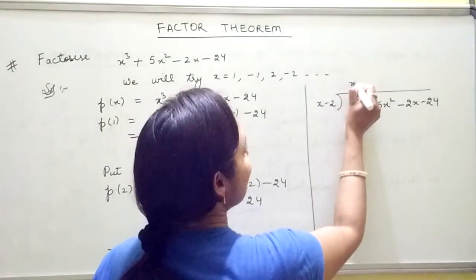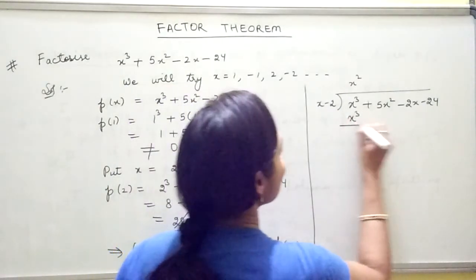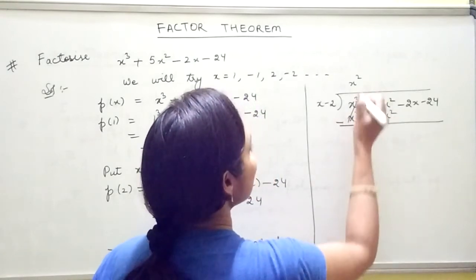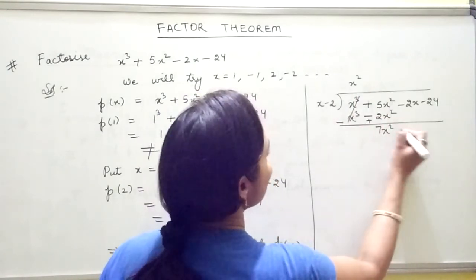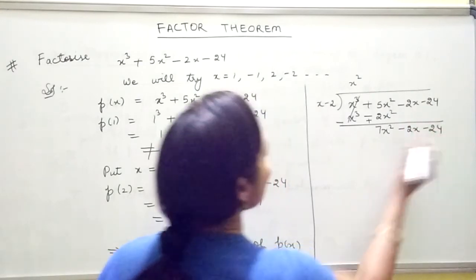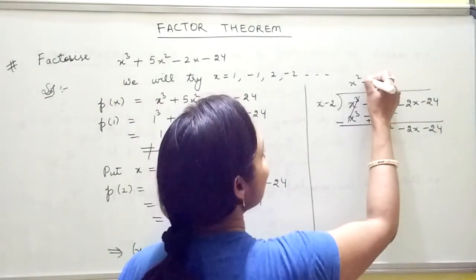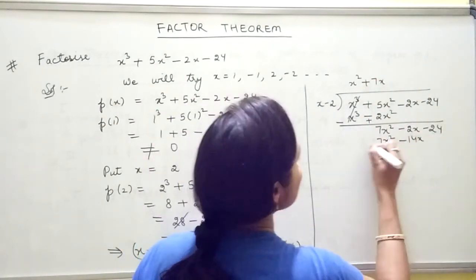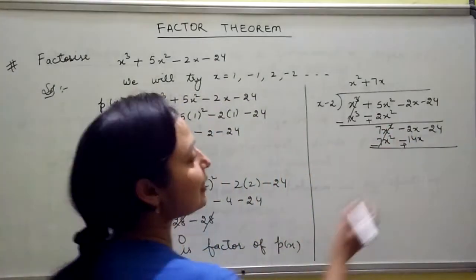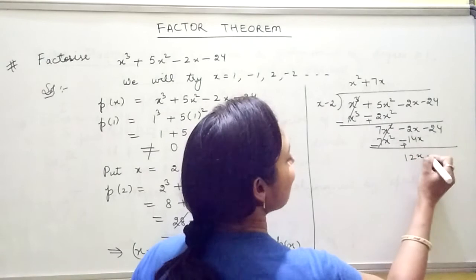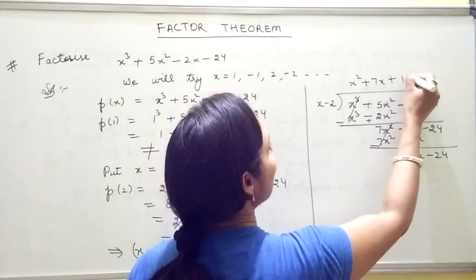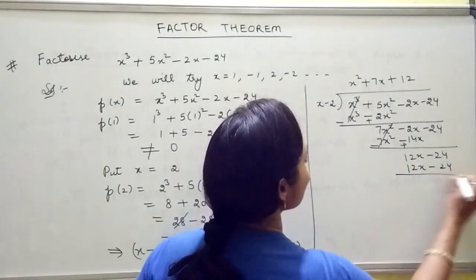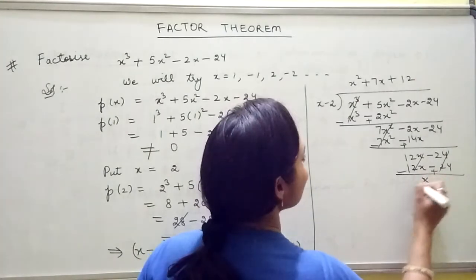Right? x square multiplied with x gives x cube. After subtracting, this is minus 2x square, the negative will cancel. We have positive 7x square minus 2x minus 24. For getting the 7x square, we multiply with 7x to get 7x square minus 14x. This converts to positive, the negative will cancel. 14 minus 2, that is 12x minus 24. Now I multiply with 12 to get 12x minus 24. Now this totally cancels and we get remainder 0.